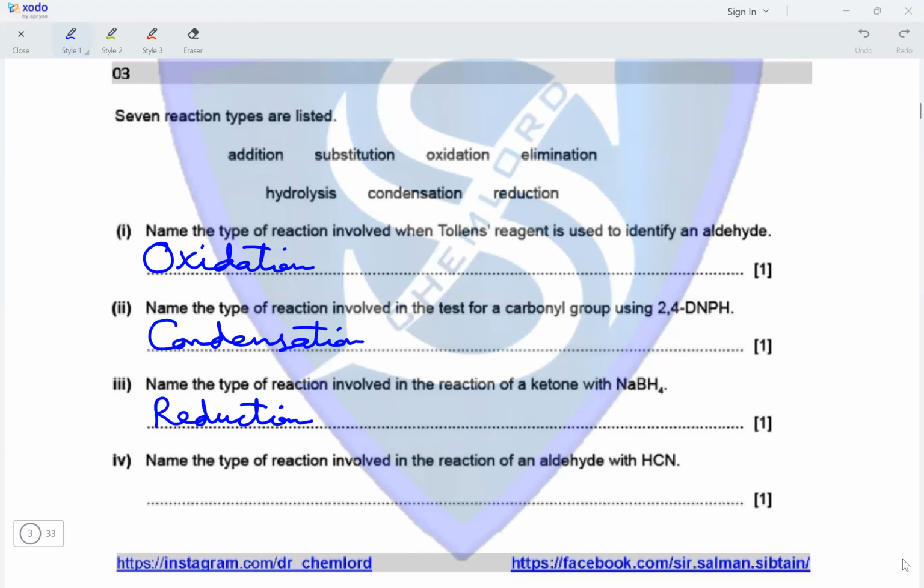Name the type of reaction involved in the reaction of an aldehyde with HCN. An aldehyde reacting with HCN is an example of a nucleophilic addition reaction. However, since the list does not mention nucleophilic and only addition is present, we write addition only, because we need to follow whatever is given. But we must remember that the type of addition taking place is nucleophilic addition.